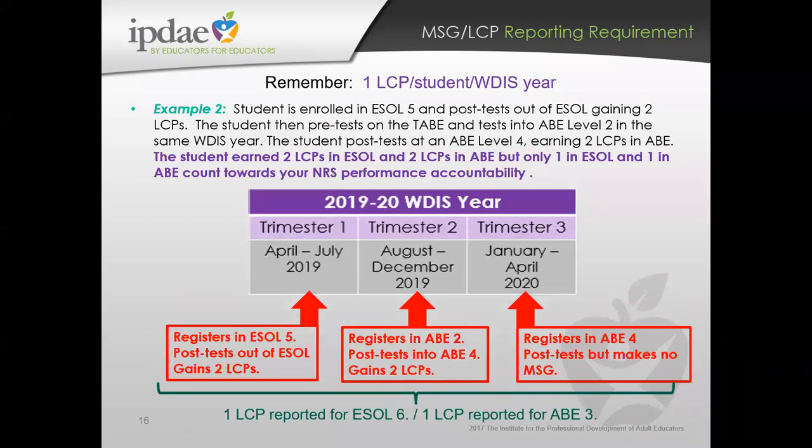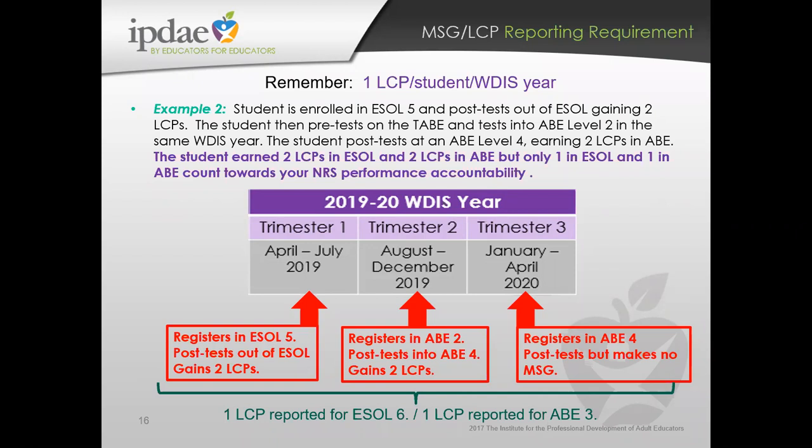Here's a visual of the second example. The student moves out of ESOL 5 and exits the ESOL program within the first trimester of the WITIS year. He earns 2 LCPs. He then post-tests and is placed in ABE level 2 the second trimester. At the end of the second trimester, he post-tests and tests in ABE level 4. He has now earned 2 LCPs.